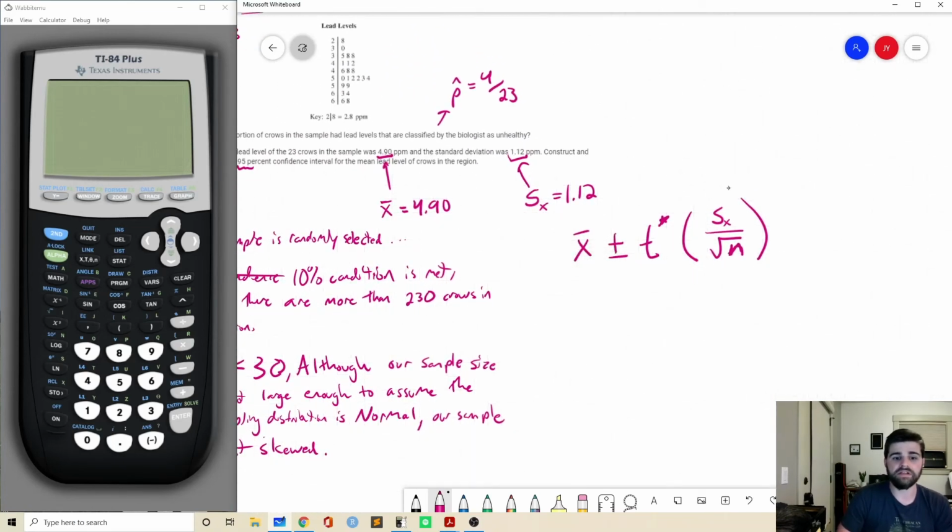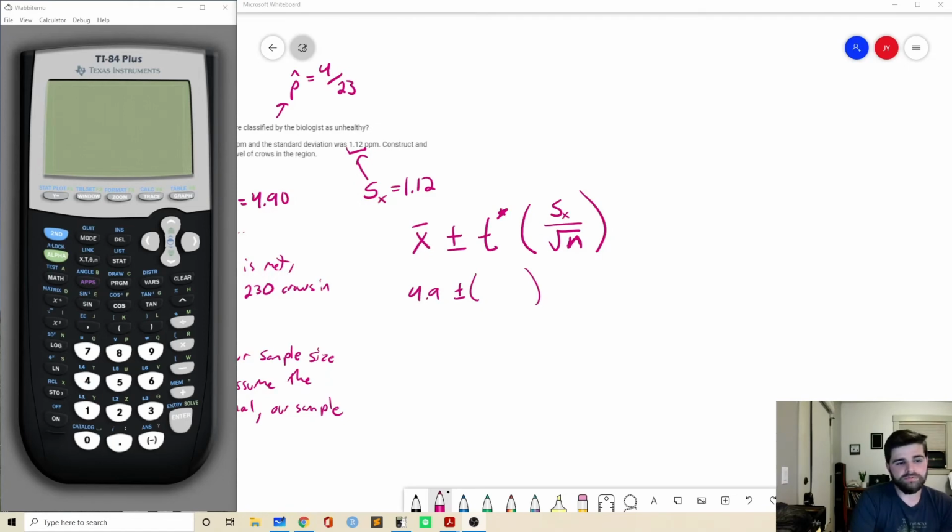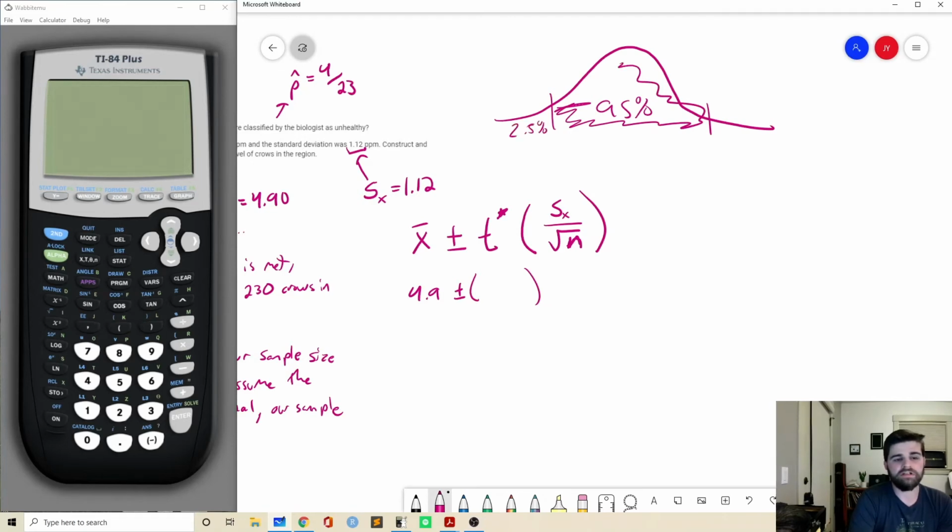So you can find this part on the formula chart. Okay, so we can start plugging stuff in. 4.9 plus or minus, wait, what's my t-score? Okay, so what's our t-value? Again, we're looking for 95% confidence, and I'm just doing a quick sketch to help me think about this. We want 95% of the data in the middle, which means we have 2.5% on each chunk.